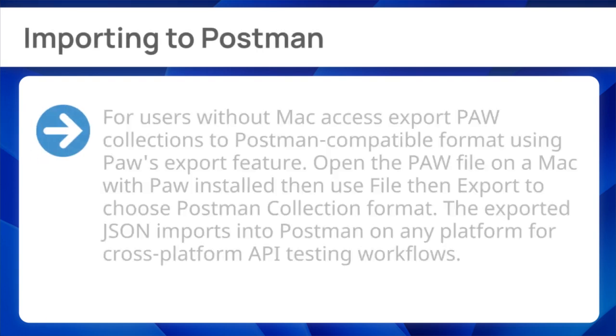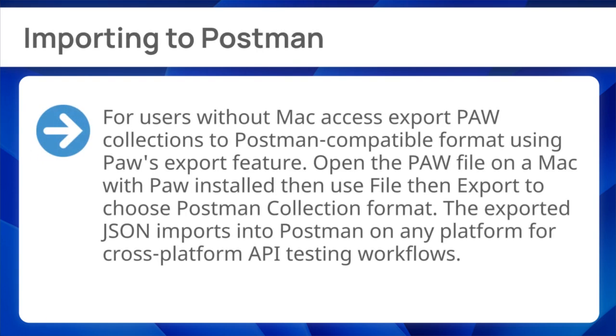Next, importing to Postman. For users without Mac access, export PAW collections to Postman-compatible format using PAW's export feature. Open the PAW file on a Mac with PAW installed, then use File, then Export to choose Postman collection format. The exported JSON imports into Postman on any platform for cross-platform API testing workflows.